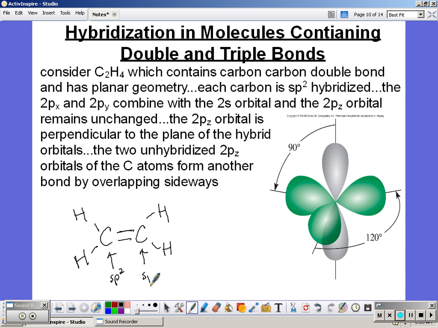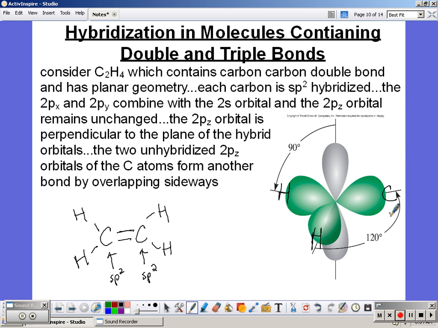The 2px and the 2py, those 2 orbitals from the 2p, combine with the 2s orbital to form our hybrids. That leaves our 2pz orbital unchanged. The 2pz orbital is perpendicular to the plane. If we look at the picture here, these green orbitals are my hybridized orbitals forming the bond. So this is bonded to hydrogen, this is bonded to hydrogen, and this would be bonded to carbon. So the 2pz is perpendicular. That means it can form another bond with the carbon on this side by overlapping sideways.